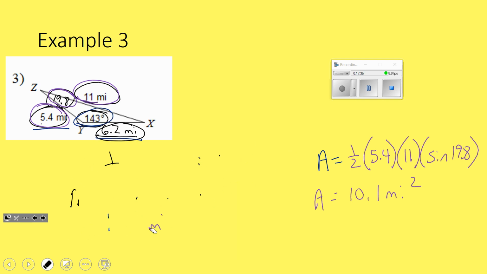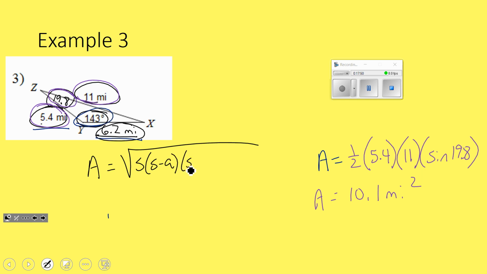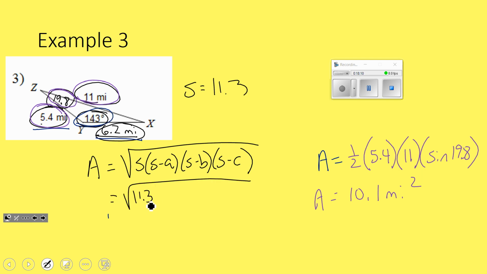So let me go back and do one more of these. So Heron's formula says this: A equals the square root of S times (S minus A) times (S minus B) times (S minus C). How do you find S? S is your semi-perimeter, so you're going to add up all the sides and divide it by 2. So what do you get when you do that? This is the group that did it. 11.3. So we know S is 11.3. So then they just plugged in and did 11.3 times (11.3 minus 11).